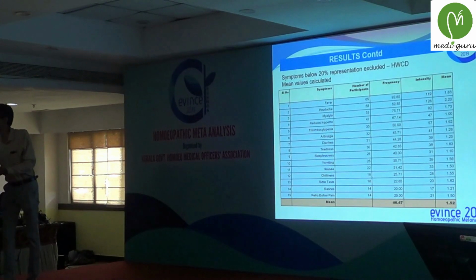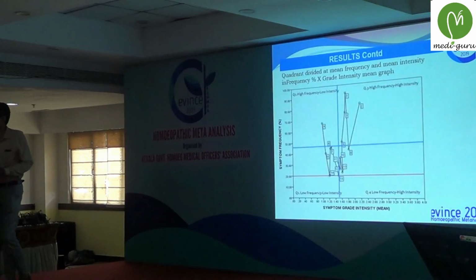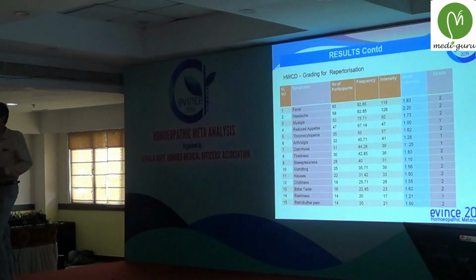Mean values were calculated. Mean frequency was calculated as 46.47, and mean intensity was calculated as 1.52. Another graph was plotted, and the quadrant is divided into 4, Q1, Q2, Q3 and Q4, based on the mean frequency and the mean intensity. For HWCD grading or representation, fever mean intensity was 1.83, and from that the grade was given as 2. Headache was 2.20, the grade was given as 2. Myalgia was 1.73 and the grade was given as 2. Reduced appetite had a mean intensity of 1 and it is taken as 1 for representation purposes, and so on.